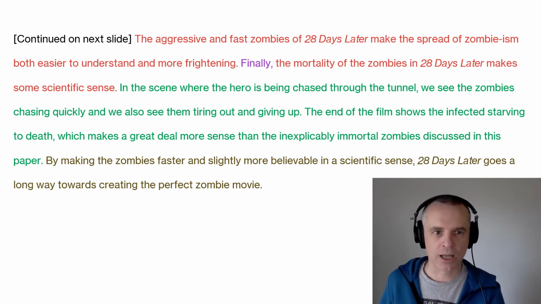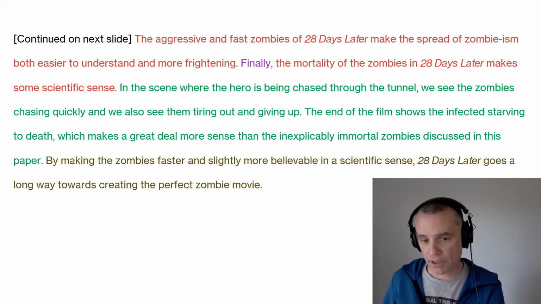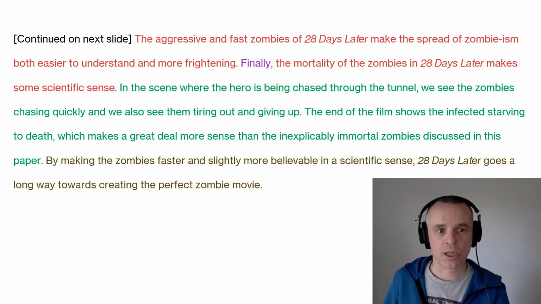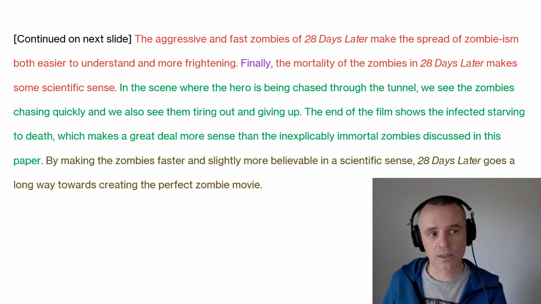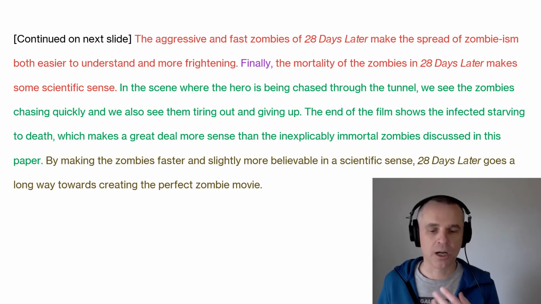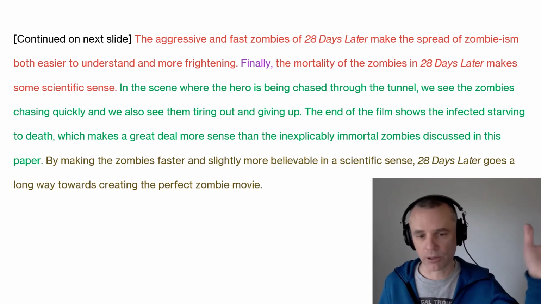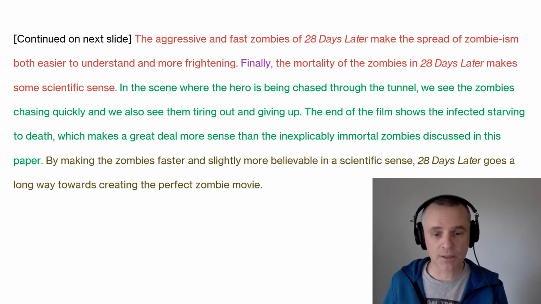And then I say the mortality of the zombies in 28 Days Later makes some scientific sense. Then some evidence to prove my analysis. In the scene where the hero is being chased through the tunnel, we see the zombies chasing quickly, and we also see them tiring out and giving up. That's evidence. I could have given a picture of that, but I wasn't sure about copyright. But it's a pretty specific description of a scene in the movie, and it's detailed, and so therefore that can be evidence. It doesn't always have to be a quote. It just has to be specific to be evidence. It depends on what kind of paper you're writing and whether you're in college or ninth grade, but specific evidence can be just specific evidence without being a quote.